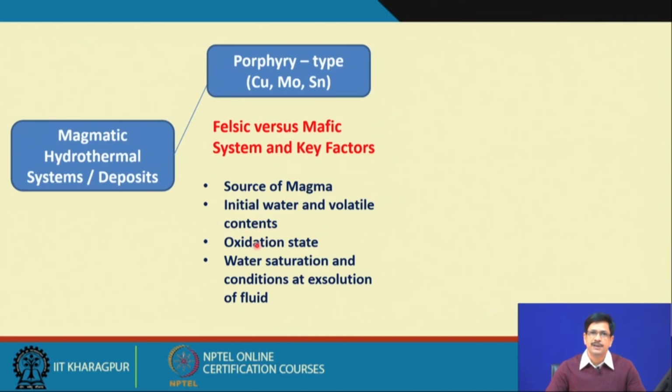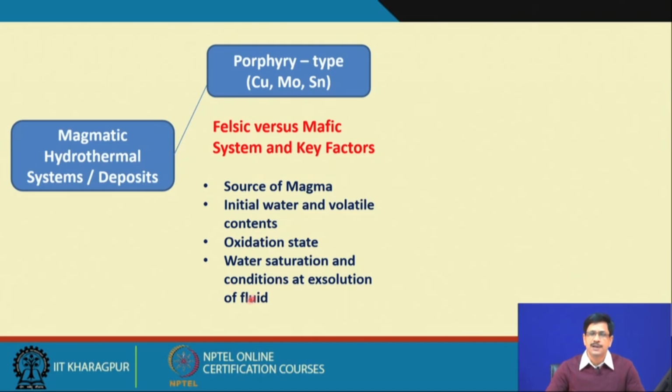The initial water content and the volatile content is a very critical parameter in dictating what the hydrothermal activity will be. The oxidation state is also related to what exactly we are labeling. This I-type magma is observed to have a higher oxidation state, which is indicated by the dominance of the oxidized sulfurous species, and which has an important bearing on the evolution of the hydrothermal fluid.